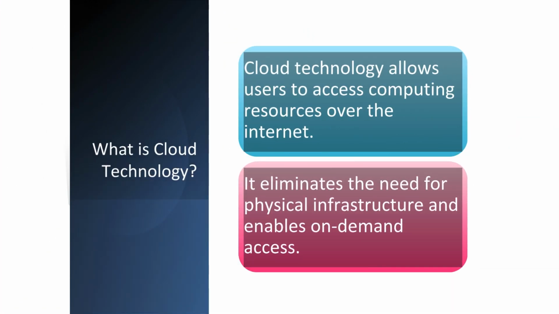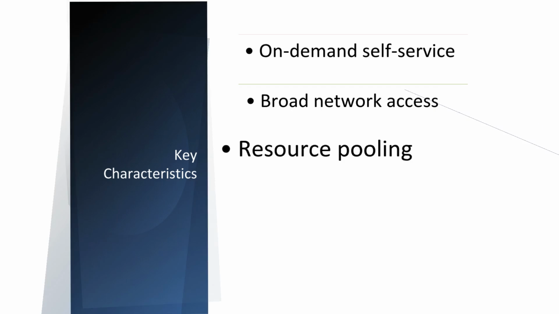So just to understand what is cloud technology, cloud actually allows users to access computing devices and resources over the internet. Cloud is not the real cloud that we see in our sky. Cloud is a technology where it eliminates the need for physical infrastructure by organizations and enables them for on-demand access whenever they require, whatever amount of resources and services they require.